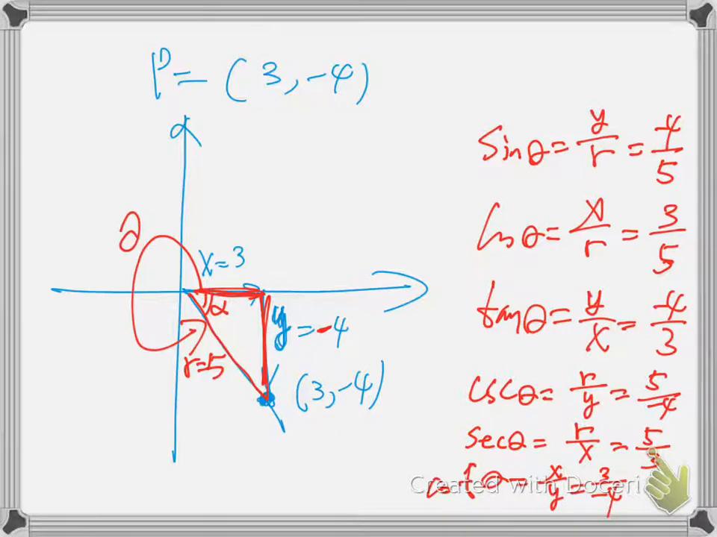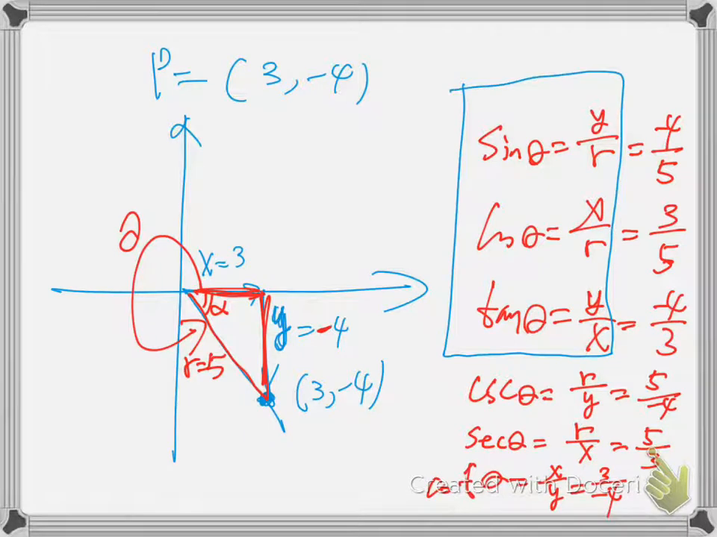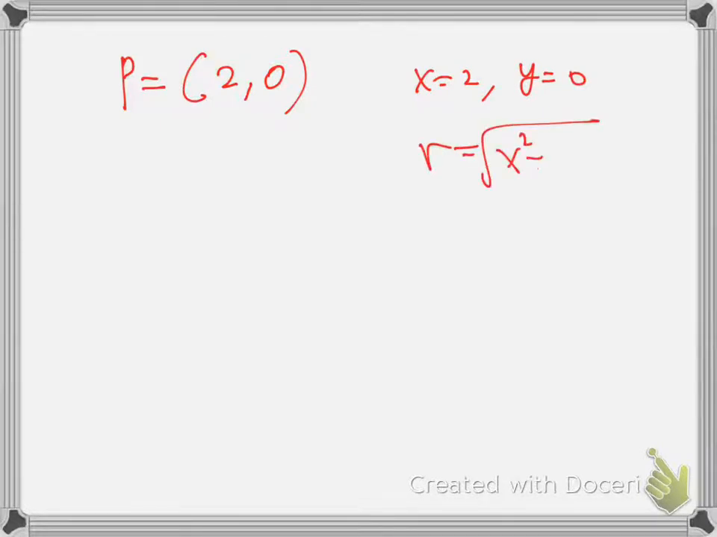Okay, so this is the definition of the trig functions of a point x, y in the plane. So now some special cases. Let's say P is 2, 0. So x is 2, y is 0. What is r? r is the square root of x squared plus y squared, so the square root of 2 squared plus 0 squared is the square root of 4. So r is 2.